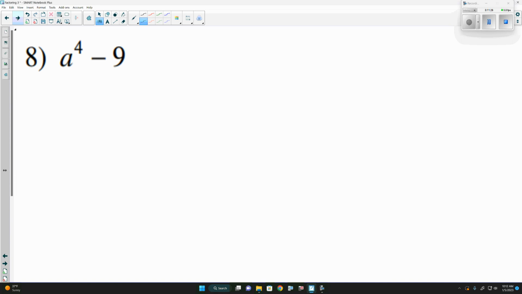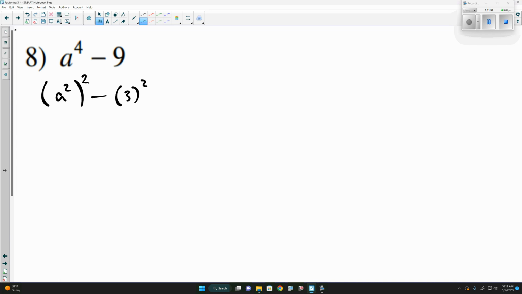So for difference of perfect squares to work, we need both terms to be a perfect square, something times itself. Now 9 is nice, we know that one. That's 3 and 3, yes? So we could rewrite it as minus 3 squared. Now a to the fourth is a squared squared. Because a squared times a squared, whenever we multiply like bases, we add the exponents.